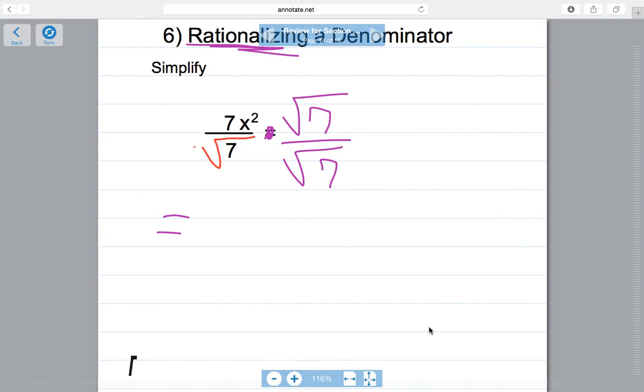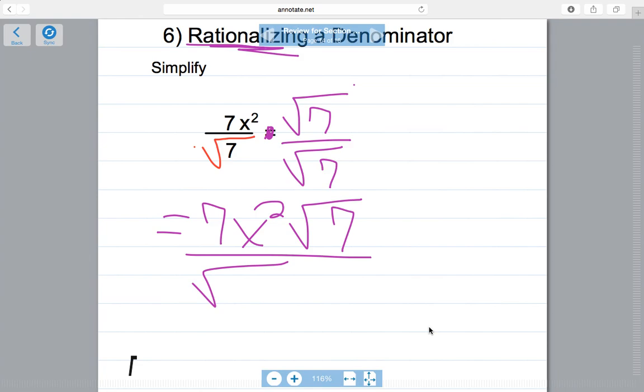So on top we'll have 7x squared times the square root of 7. Remember, because we have to multiply top and bottom by the same thing. And then the square root of 7 times the square root of 7 is just the square root of 49. And I do notice that yes, we do have a radical on the bottom, but it's a perfect square, so it's going to simplify for us. So on top we'll have 7x squared times the square root of 7, divided by the square root of 49, which is 7.